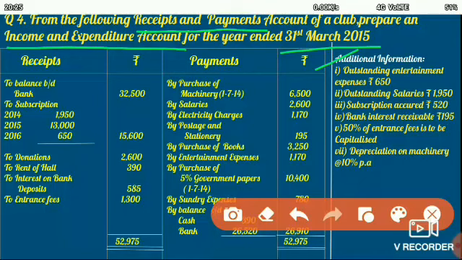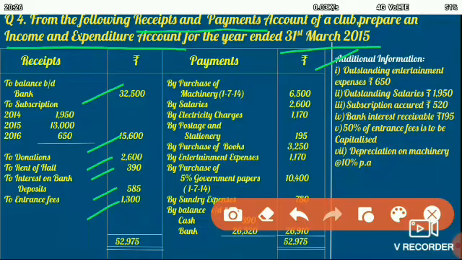The receipt side shows that the organization had an opening balance of bank of 32,500 during the year. It had received subscription worth rupees 15,600 in cash during the year. The organization received donation worth rupees 2,600 during the year. The organization received rent of hall rupees 390, and it had received interest on bank deposit 585. Then it had received entrance fees worth rupees 1,300.